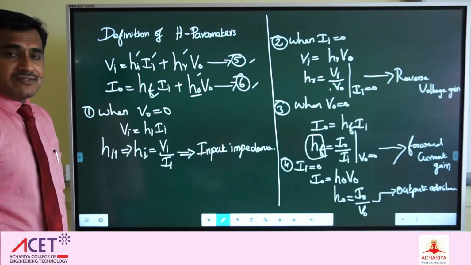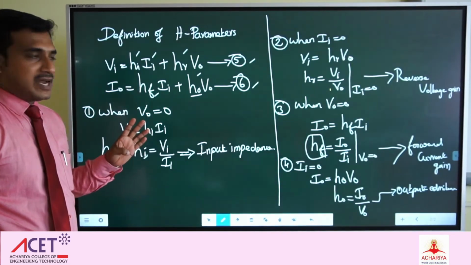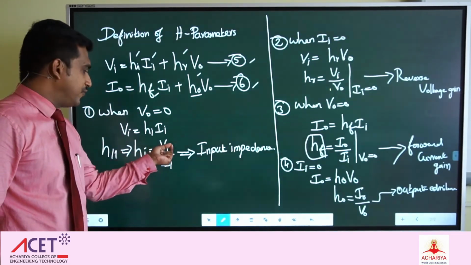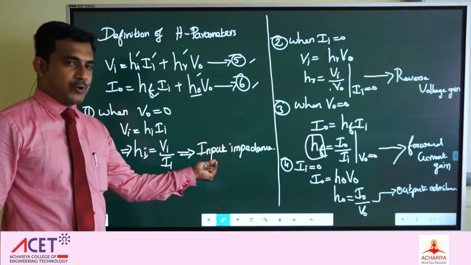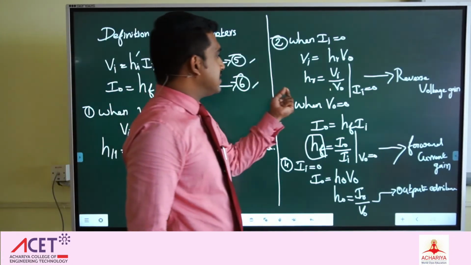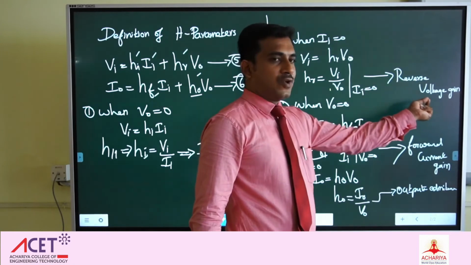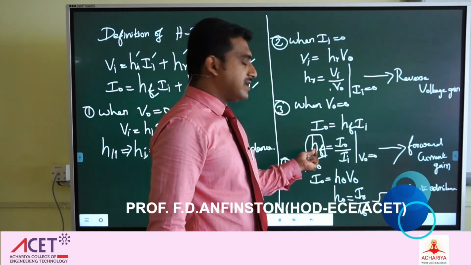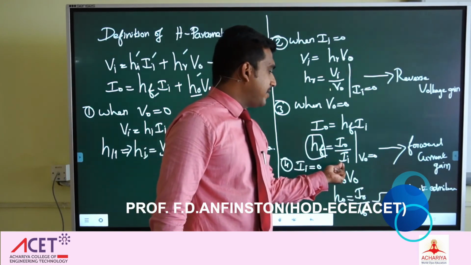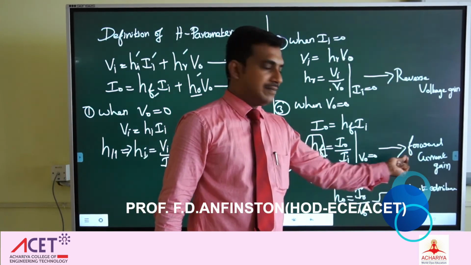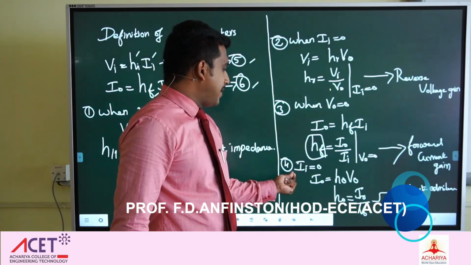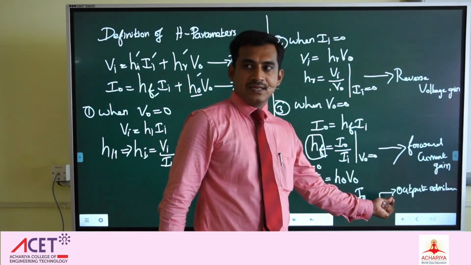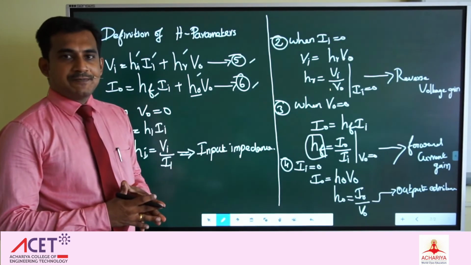In this video, we have studied the four H parameters from the equations. The first parameter is Hi. Hi is equal to Vi divided by Ii, the input impedance. The second parameter is Hr, the reverse voltage gain, Vi divided by V0. The third parameter is Hf, I0 divided by Ii, the forward current gain. The fourth parameter is Ho, I0 divided by V0, the output admittance. That's all about H parameter.